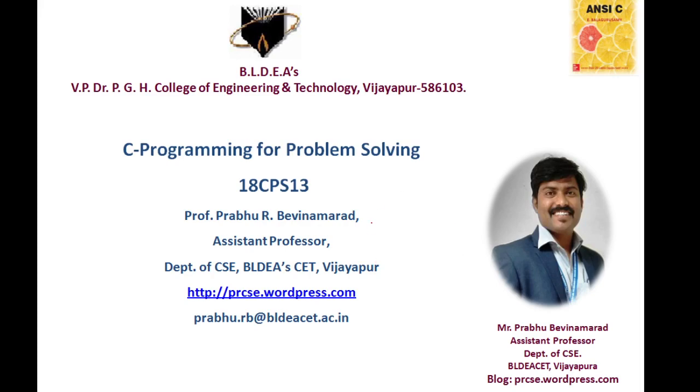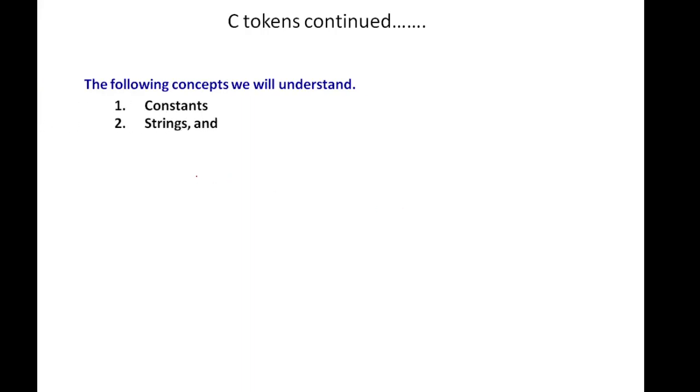In this video, I am going to discuss the C tokens. I will be discussing the following concepts: constants, strings, special symbols, which are part of the C tokens. Let us look at each of these C tokens one by one by taking good examples.